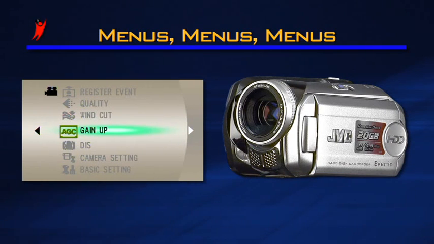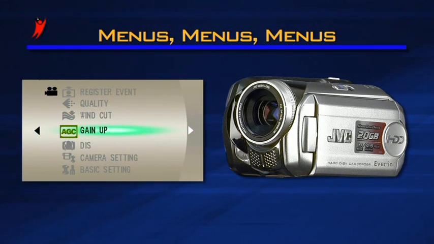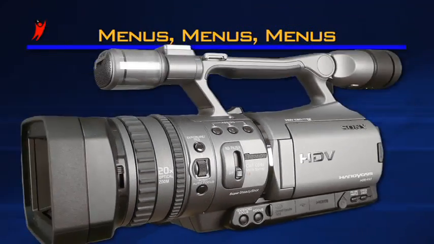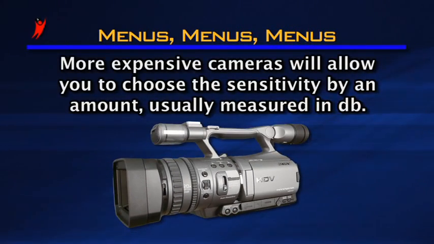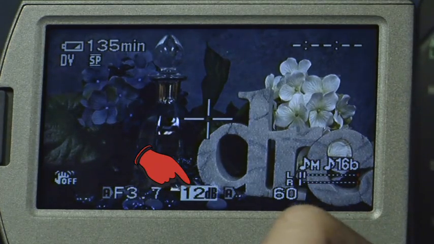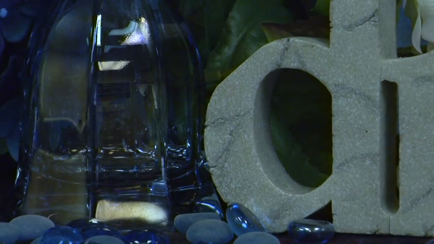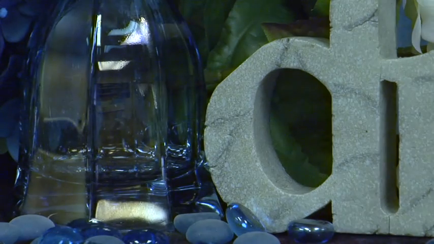Well, in the video world, you have cameras that will allow you to increase the gain, like on this JVC camera, which allows you to turn it on and adjust it up and down. You'll find that on video it looks more like digital noise though. More expensive cameras will allow you to choose the sensitivity by a fixed amount, usually measured in dB or noise. The typical settings are to increase it by 3 dB, 9 dB, and sometimes you can even go up to something like 18 dB. As you can see here, when we turn the gain up in a dark scene, it does give us more visual information, but it also gives you a noisier image.